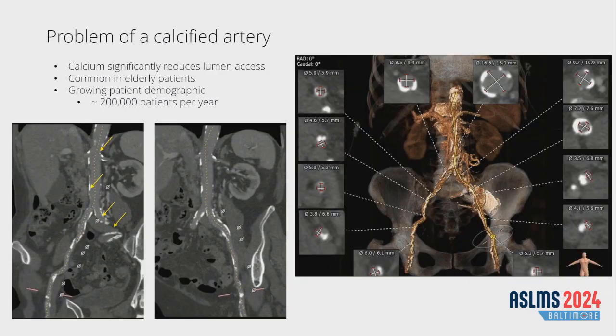To start off with the problem of a calcified artery, here we show an example of a CT scan where you can clearly see the calcium all the way from the femoral on the bottom left, all the bright spots where the yellow arrows are pointing, all the way from the femoral to the heart, where the calcium significantly reduces the lumen area, as you can see on the right, where lumen areas are pointed out.